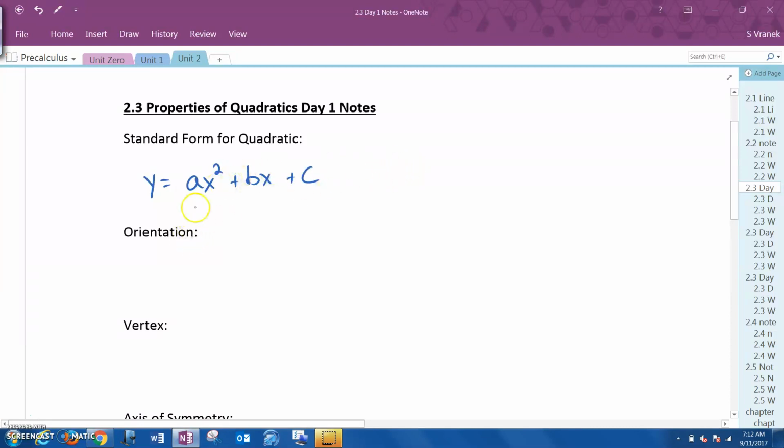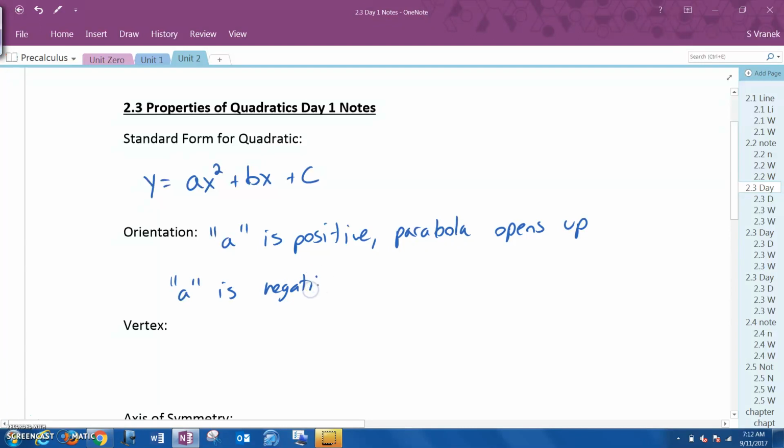So orientation, the graph or the parabola, remember it's a parabola shape. For orientation, if the value of a is positive, then the parabola opens up. So the orientation is opens up. If a is negative, then the parabola opens down. So that is what I mean by orientation. Which way is it opening?